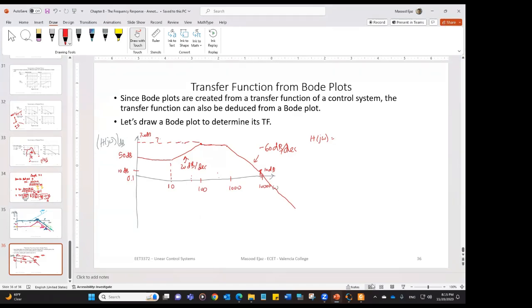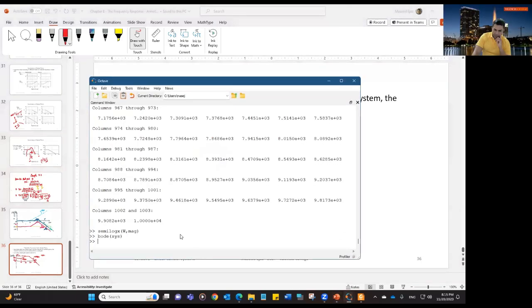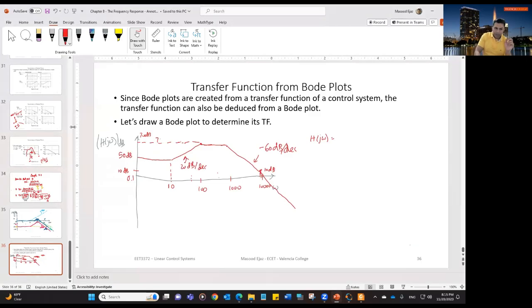Right. So you have 50 decibel, right? So you have 50 is equal to 20 log 10 of the actual value. Let me write it down so everyone can see it. So this 50 decibel is 20 log to the base 10 of the gain value, whatever is there. So the value of gain is going to be 10 to the power 50 over 20.